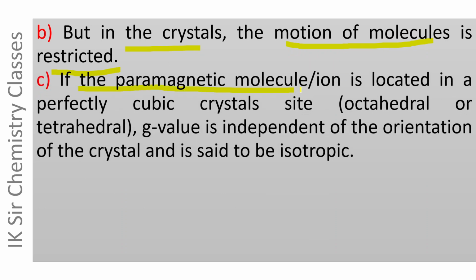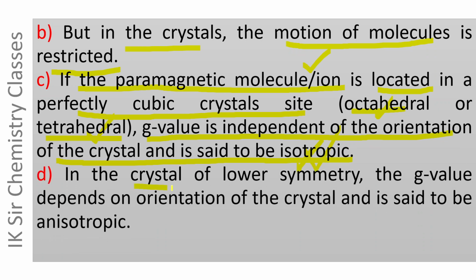If the paramagnetic molecule or ion, that is free radical, is located in a perfectly cubic crystal site, such as octahedral or tetrahedral, g value is independent of orientation of molecule and it is said to be isotropic. If the free radical is present in a perfectly cubic crystal such as octahedral or tetrahedral, the g value has the same value along all the directions, and in this case g value is said to be isotropic. It means if the free radical is present in octahedral or tetrahedral crystal field, the g value is isotropic and it has the same value along all the directions.